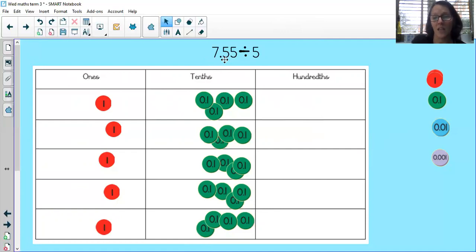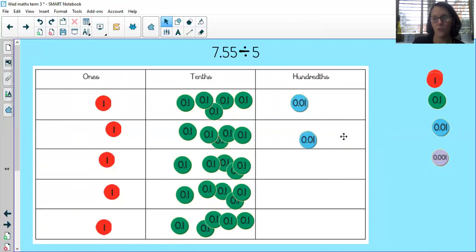Now, what about the tenths? Let's get 5 tenths. 1, 2, 3, 4, 5. And very happily, they split out very nicely between these 5 groups that I'm dividing by, don't they? Great. And then how many hundredths? 5. Yes. 1, 2, 3, 4, 5.